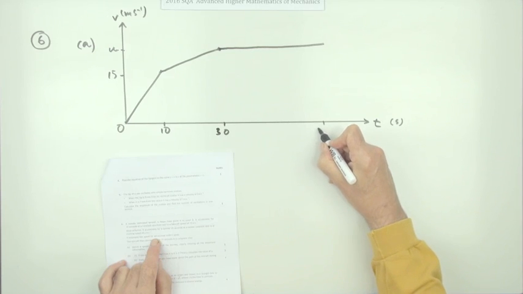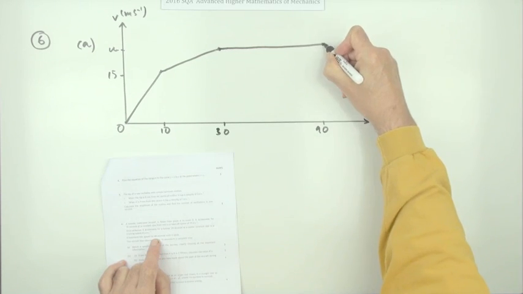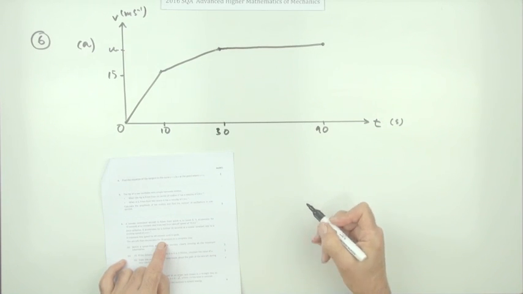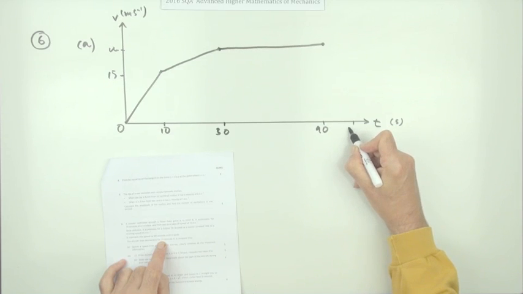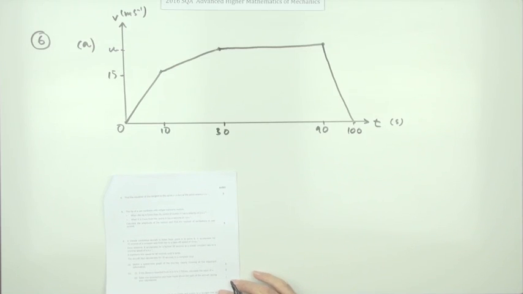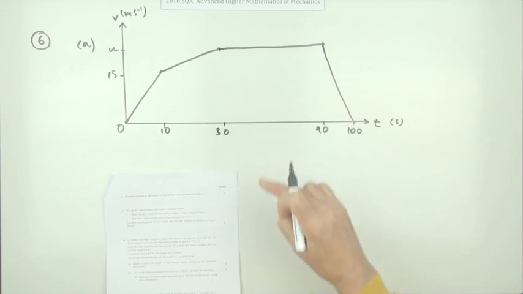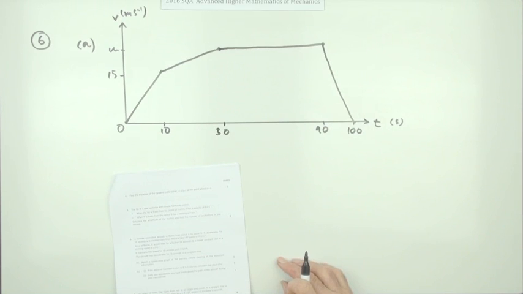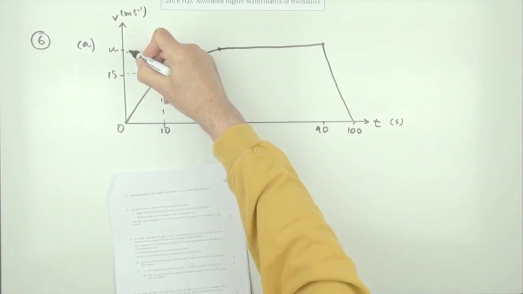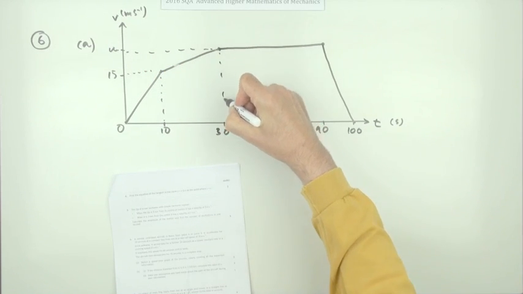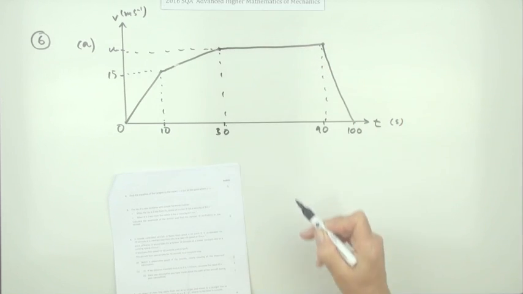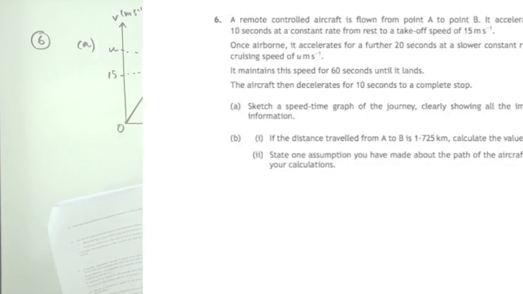For a further 60 seconds, so we're now up to 90. It then decelerates for 10 seconds to a complete stop. So that means we're now up to 100 seconds. That's about it, as long as that line looks horizontal for the first part. The only other thing you might want to do is put your wee dotted lines in, just to show what these different parts are. And of course, a dotted line there implies that's horizontal. So there's 2 marks.